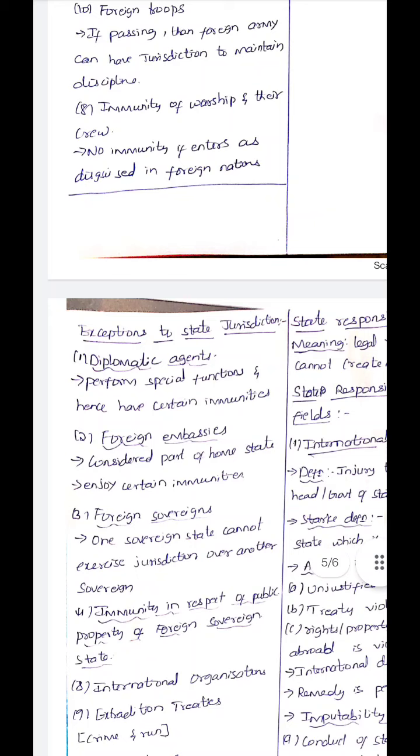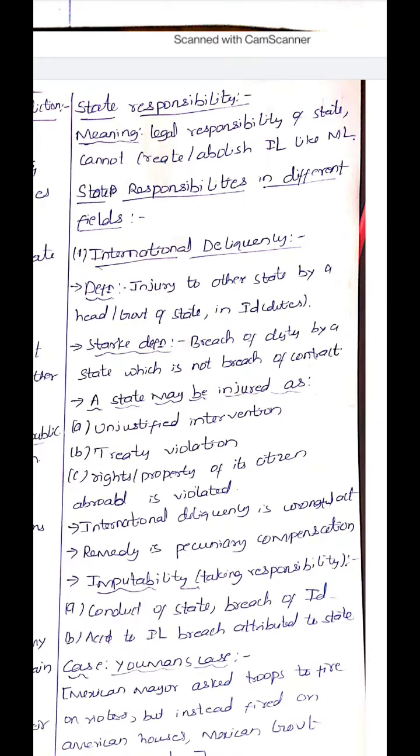The next is immunity of warship and their crew. Warships and the crew have lots of immunities from state jurisdiction, but the warship doesn't get any immunity if it enters a foreign state in disguise. The next is state responsibility.